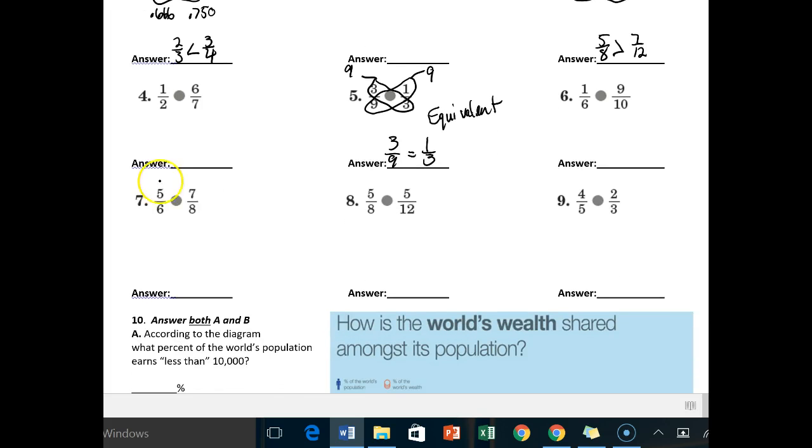Number 7, 5 times 8 is 40, and 6 times 7 is 42. So which one's bigger, 40 or 42? 42 is bigger. So 5/6 is less than 7/8.